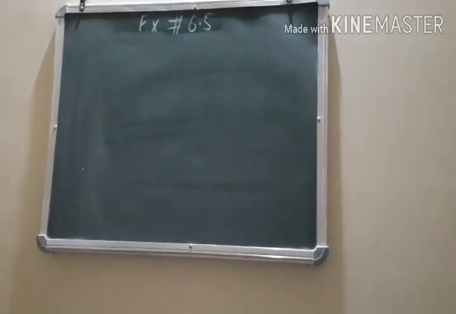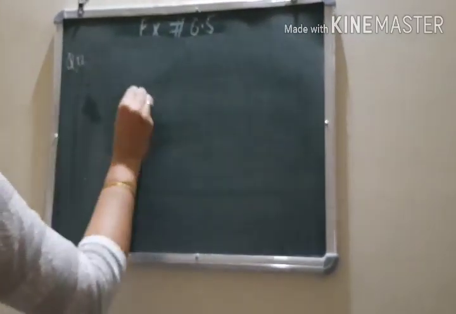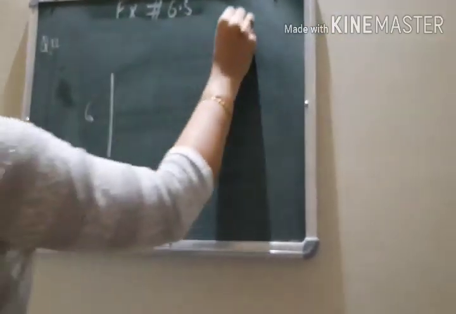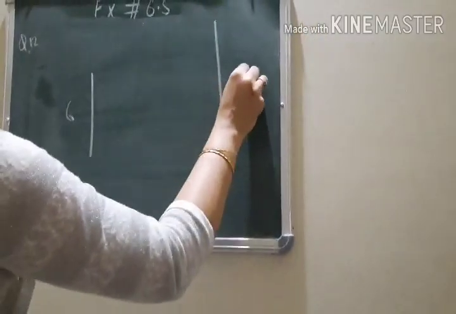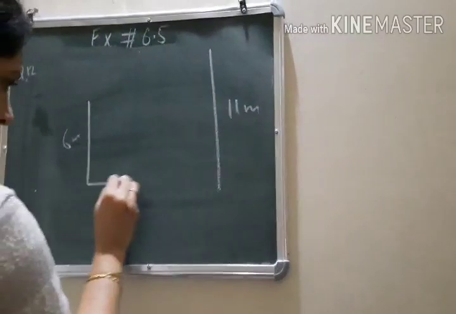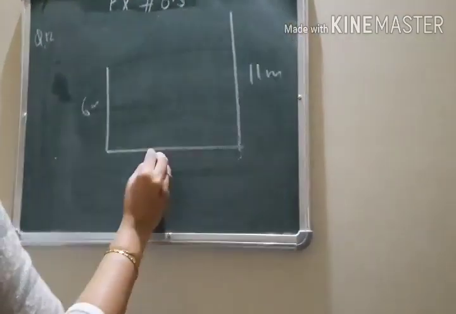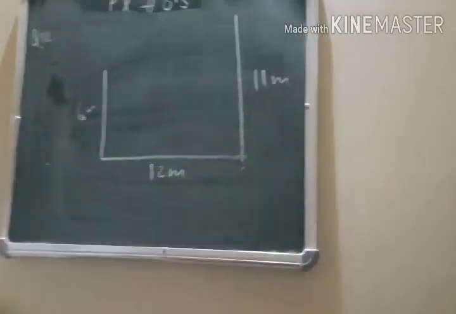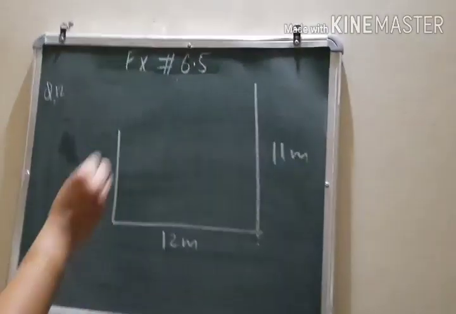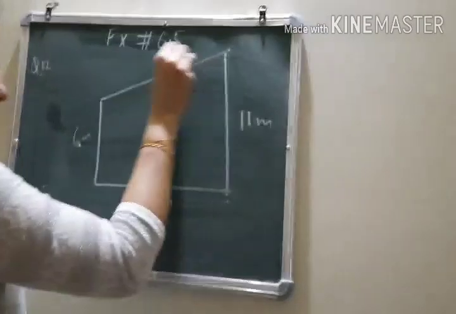Question number 12. Two poles of heights 6 meters and 11 meters. Now one pole is at a height of 6 meters, another pole is at a height of 11 meters, and they are standing on plain ground. If the distance between the feet of the poles is 12 meters, this is given, you have to find the distance between their tops. This distance you have to find.